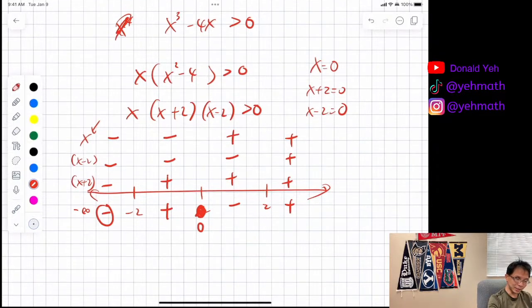If I have greater than 0, it's going to be from -2 to 0, union from 2 to infinity. And this is the solution.